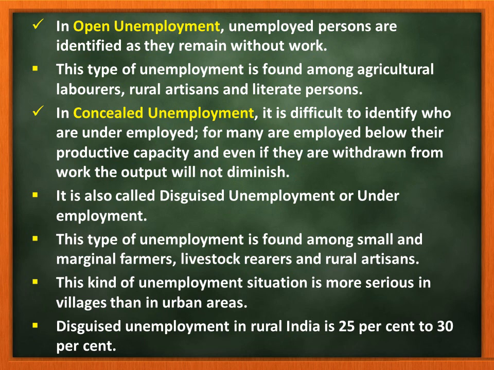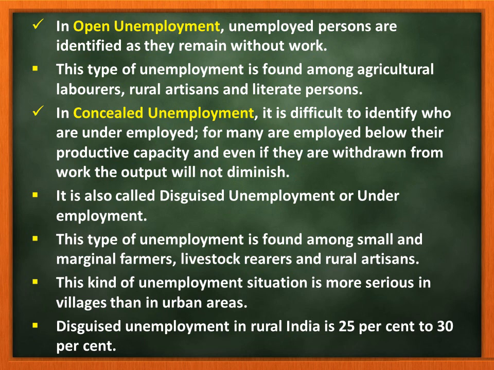In concealed unemployment, it is difficult to identify who are underemployed, for many are employed below their productive capacity, and even if they are withdrawn from work, the output will not diminish. That is, it is enough that 10 persons can do a particular job, but 15 persons are employed. With the help of this additional 5, the productivity is neither increased nor decreased. So these 5 are called concealed unemployment.